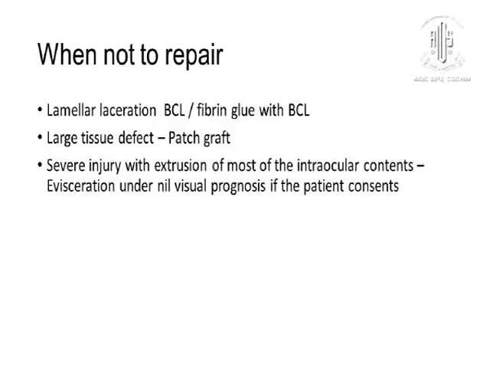So the only times when you are not repairing, these are the points: one, if it is just a lamellar injury, which you can do away with just maybe a BCL or a glue, it's going to set on its own. Two, if there's a large defect and you need to do a patch graft rather than repair that particular injury. And the third is, of course, if the intraocular contents is so far out that you know that this is like an auto-eviscerated eye, in such cases, the idea is not to repair the cornea.